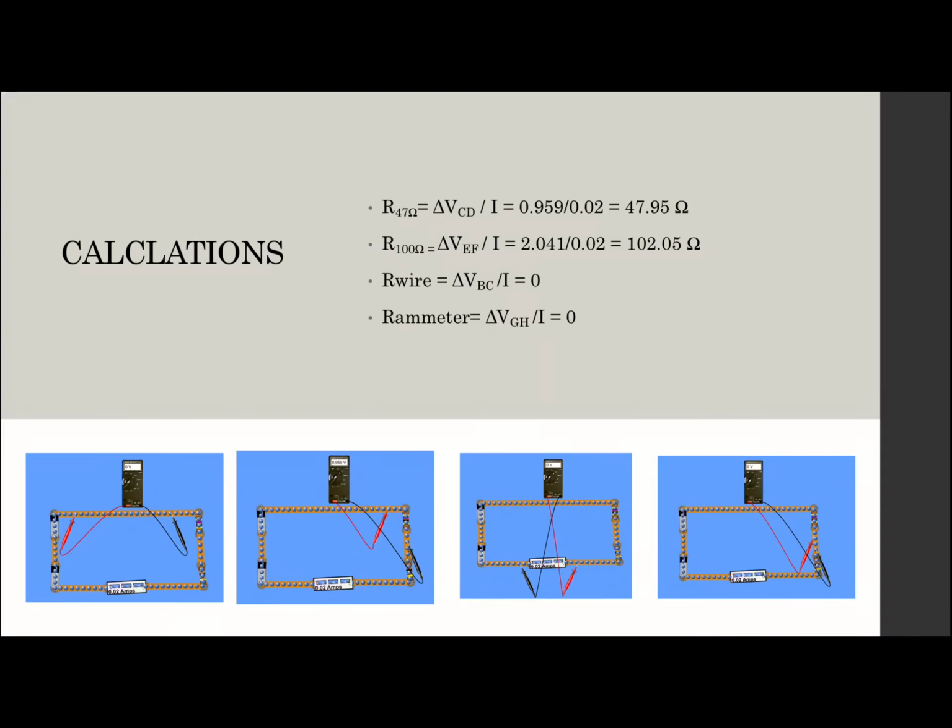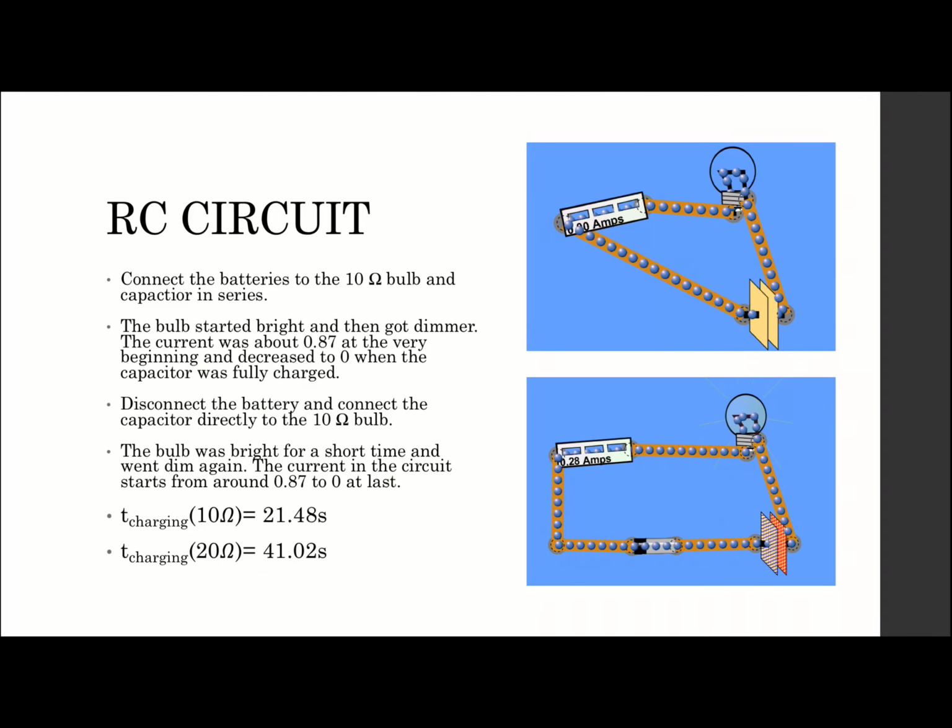Using the measurements of potential difference in the previous parts, I can calculate the resistance of the two resistors and the resistance of the wire and the ammeter. Here I found that the calculated values that I got are similar to the expected values. In the next section of the lab, I focus on the RC circuits.